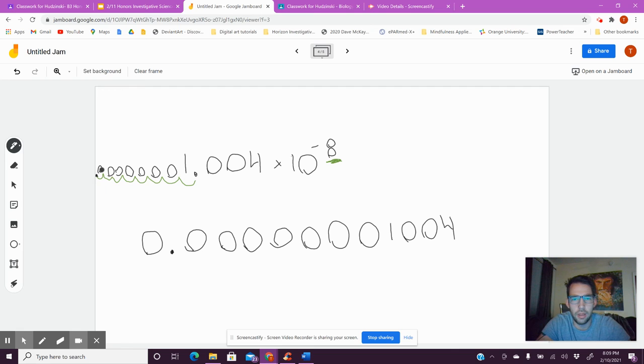This is my answer. See how long this is compared to 1.004 times 10 to the negative 8th? That's why we use scientific notation. This is too long. I don't want to write that entire thing.